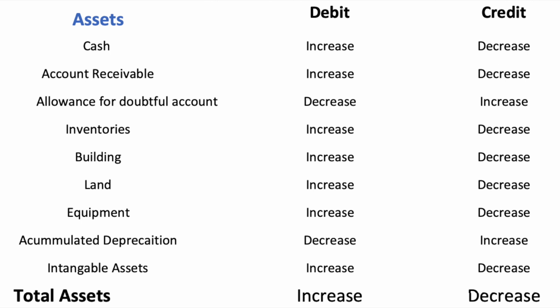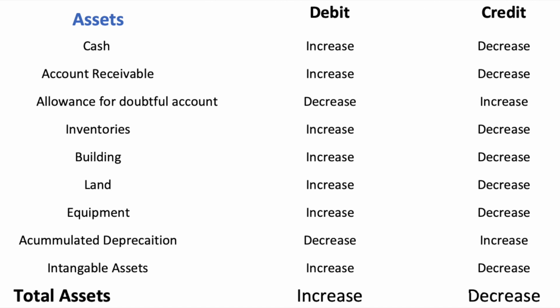Allowance for doubtful accounts is an estimation of uncollectible accounts receivable. Allowance for doubtful accounts increases with a credit and decreases with a debit. Inventories increase with a debit and decrease with a credit. In long-term assets, building increases with a debit and decreases with a credit. Land increases with a debit and decreases with a credit. Equipment increases with a debit and decreases with a credit.